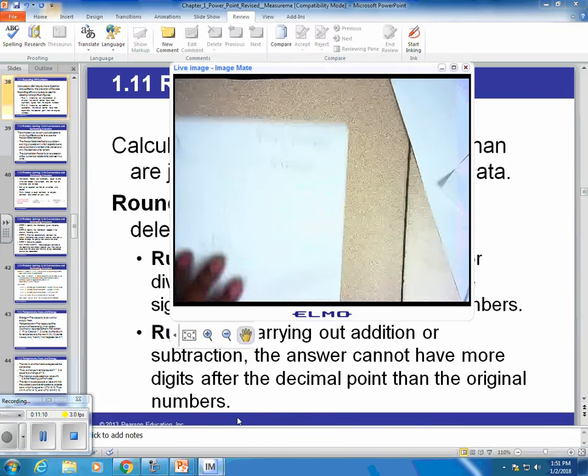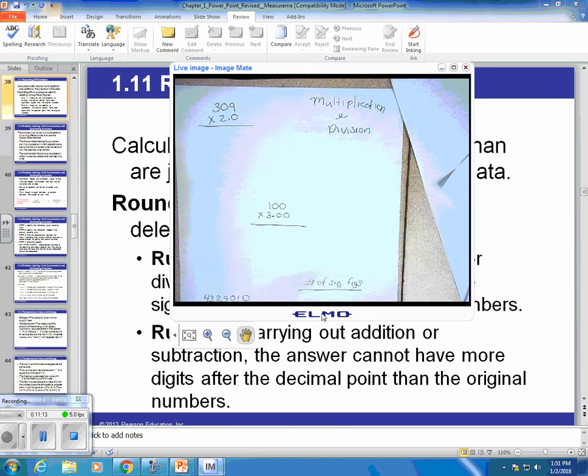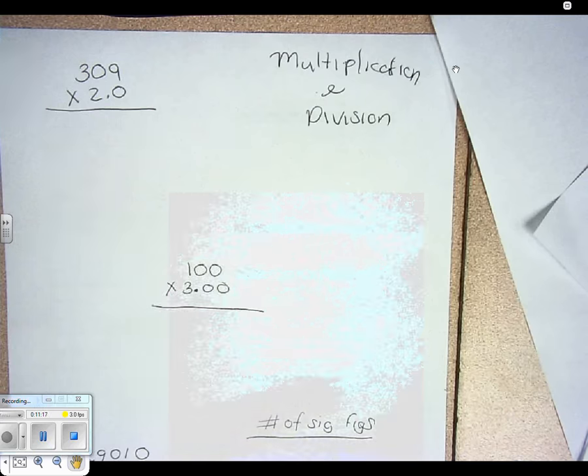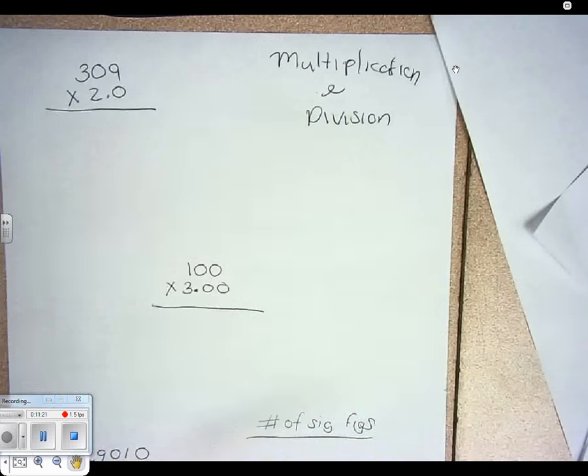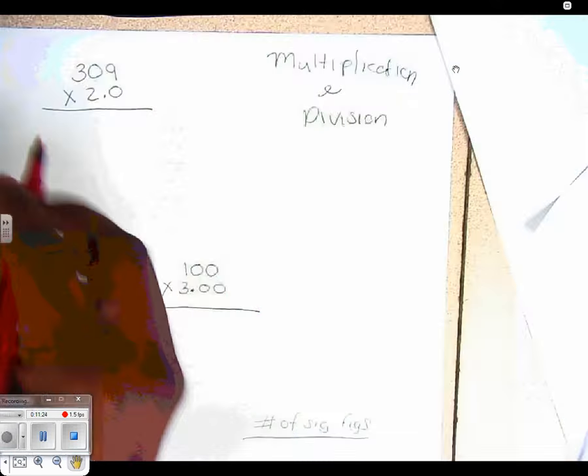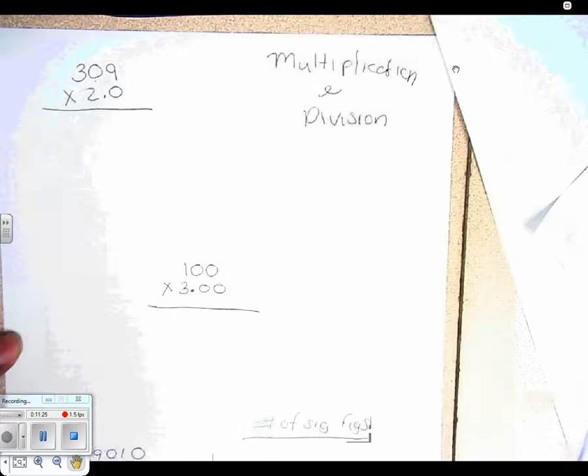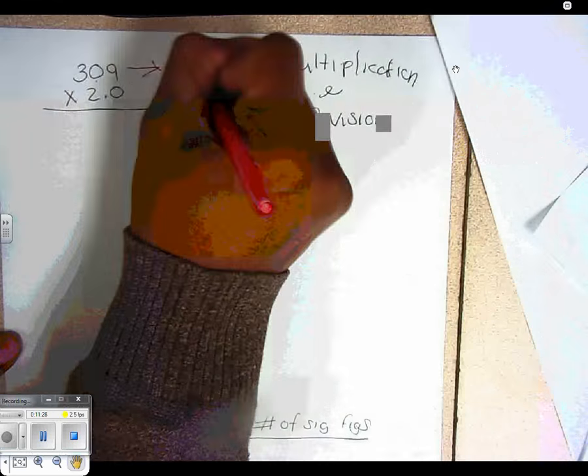where we have to solve such a problem. First, we're going to focus on the rounding using multiplication and division. In the problems given, we have the numbers 309 and 2.0. 309 has 3 sig figs.